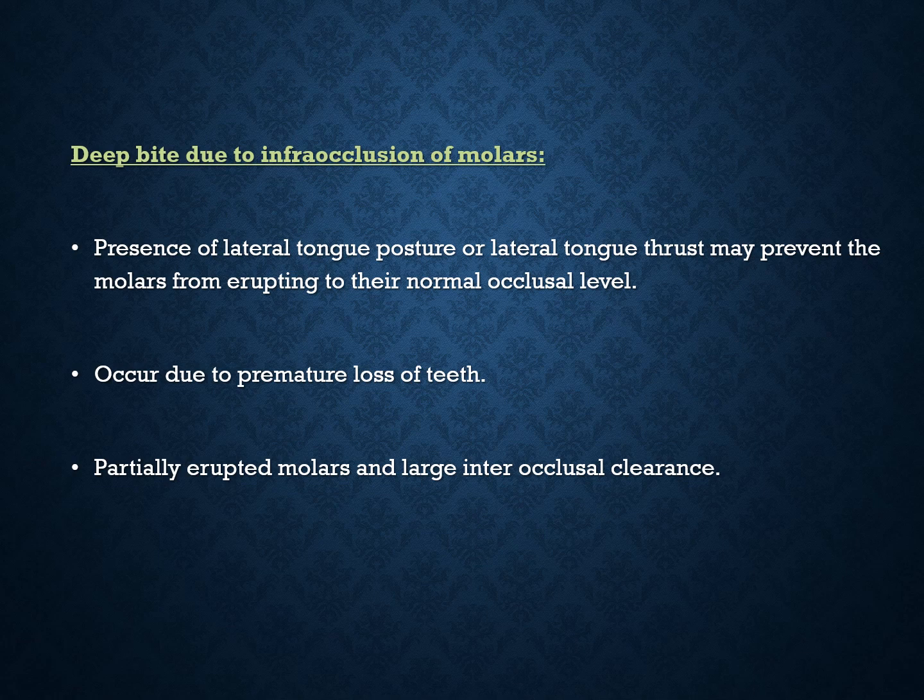So deep bite due to infraocclusion of molars is basically because the presence of lateral tongue posture or lateral tongue thrust may prevent the molars from erupting to their normal occlusion level. It basically occurs due to premature loss of teeth, partially erupted molars, and large interocclusal distance between your maxillary and mandibular dentition.